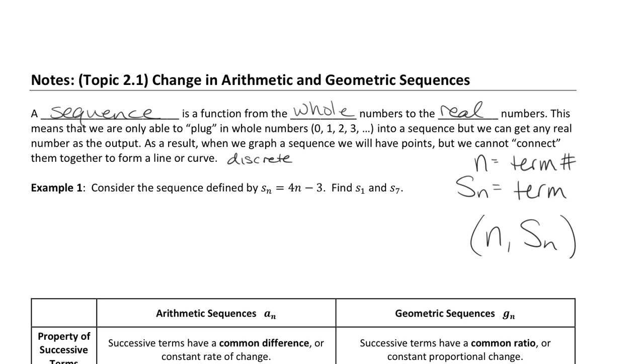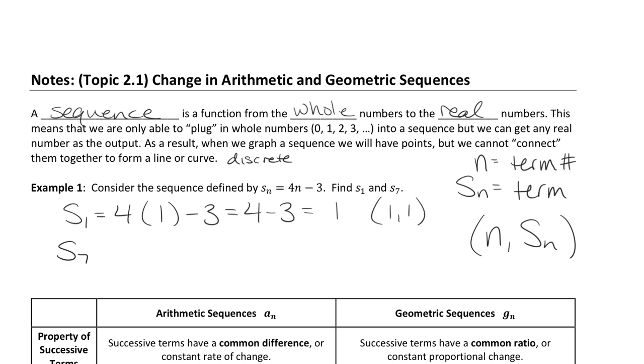So we're going to replace all of the n's with a 1. So if we're finding S sub 1, we are going to take all of the n's in the formula and replace it with a 1. So 4 times 1 is 4, and 4 minus 3 is 1. So we would say S sub 1 is 1. We'd have the coordinate 1, comma 1. It's literally just like a function, but we have different formats for how we write the equation.